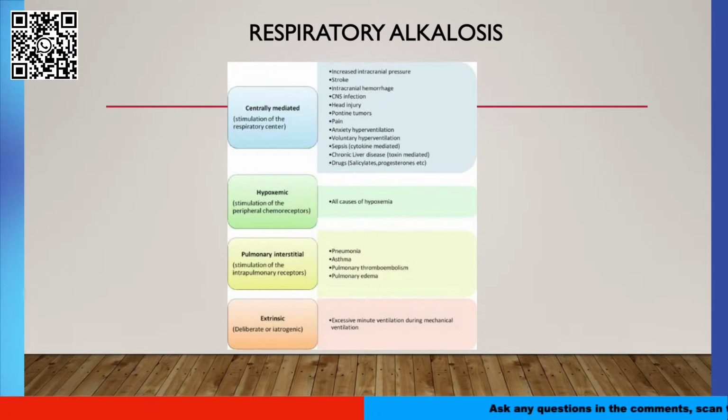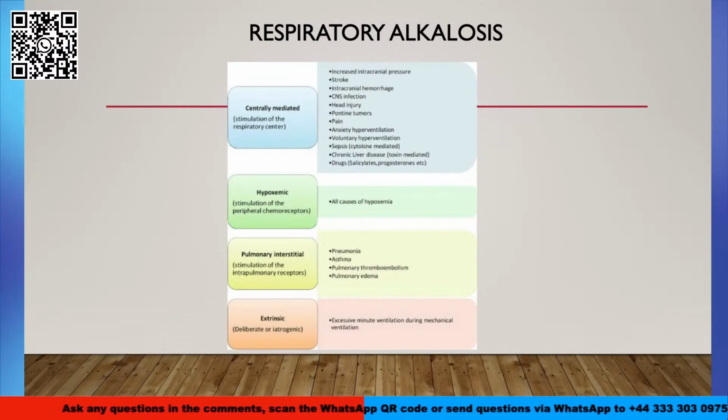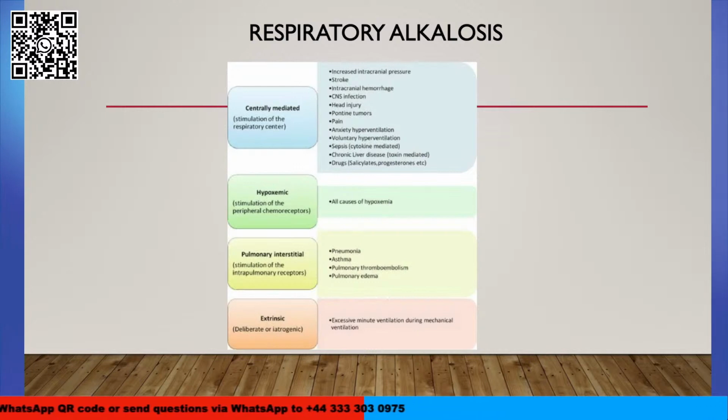Again, this is another busy slide which I won't read out, but you can review in your own time. But these are some potential reasons for a respiratory alkalosis. And again, you can think of these as whether they might be centrally mediated, whether they're due to hypoxia, whether it's due to something within the lung parenchyma, or whether there's an extrinsic cause.